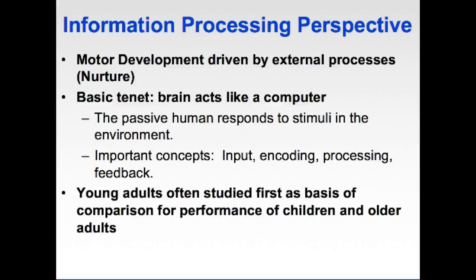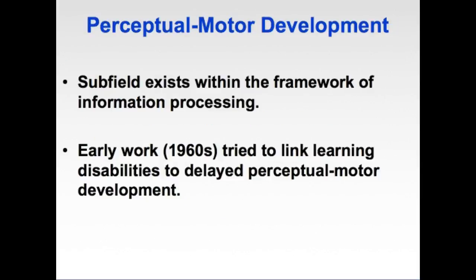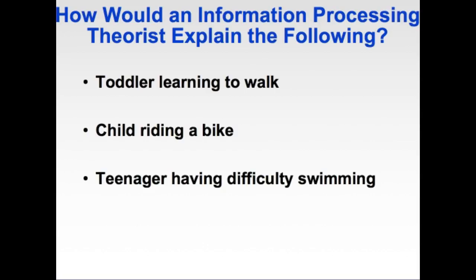Young adults are often studied first as a basis of comparison for performance of children and older adults. Perceptual motor development: this subfield exists within the framework of information processing. Early work in the 1960s tried to link learning disabilities to delayed perceptual motor development.